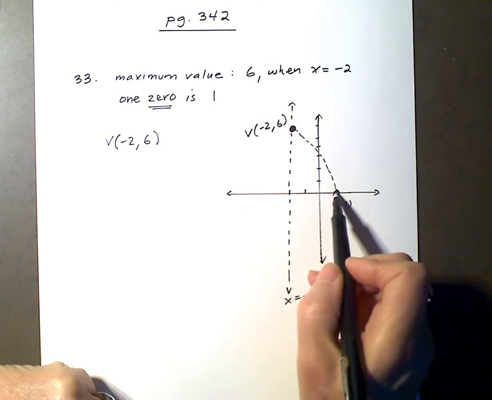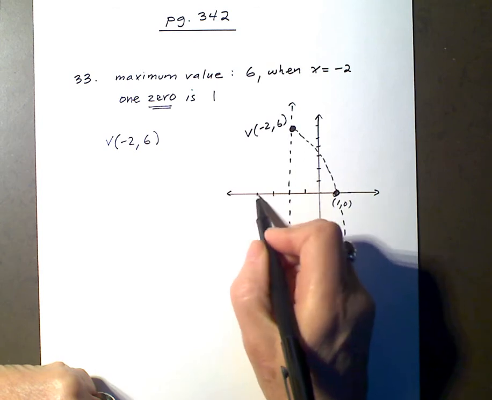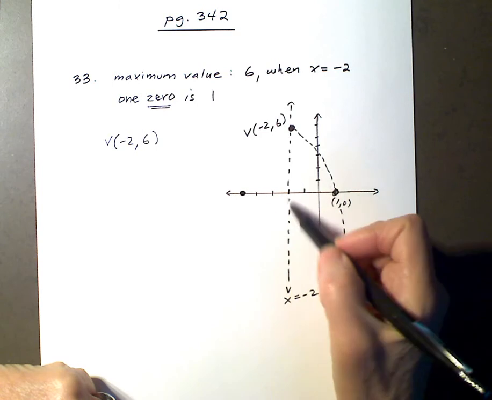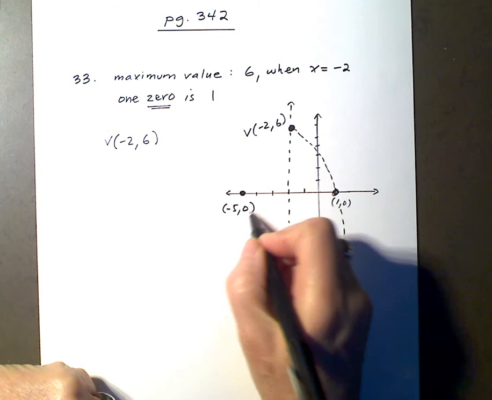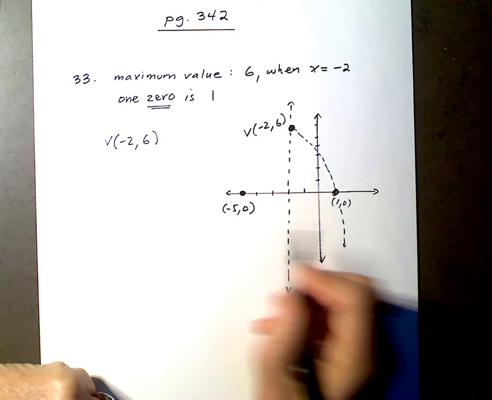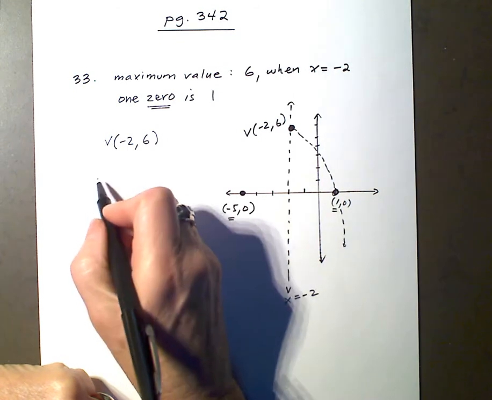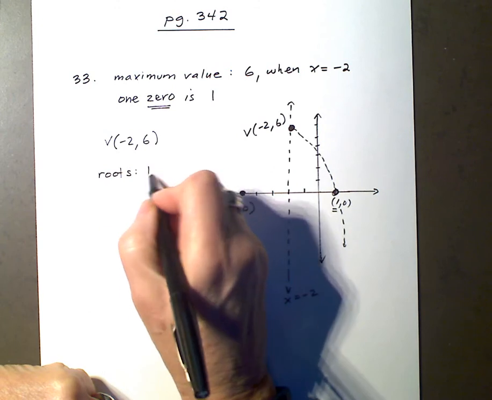I'm 3 units to the right of the axis here, so I go 3 to the left on the other side. So this other zero must be at negative 5, 0. So my other x-intercept is negative 5. So I've got x-intercepts of 1 and negative 5. That's a way of saying those are the roots, 1 and negative 5.